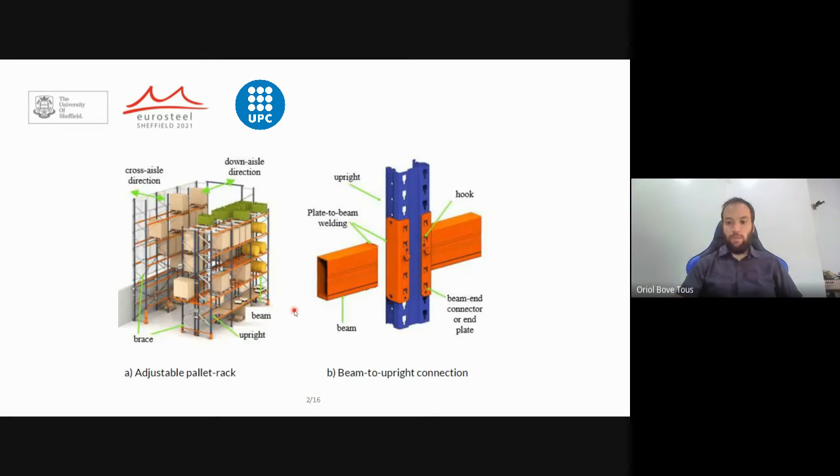First of all, we will define what a pallet racking system is. This structure is basically designed to store products. It consists of beams, horizontal beams, connected to vertical uprights. The beam, as we can see here, is welded to an end plate, which is a folded sheet of steel profile that looks like an L, and it has hooks. Then these hooks are introduced into the upright perforations and then pulled down, and the connection is done.